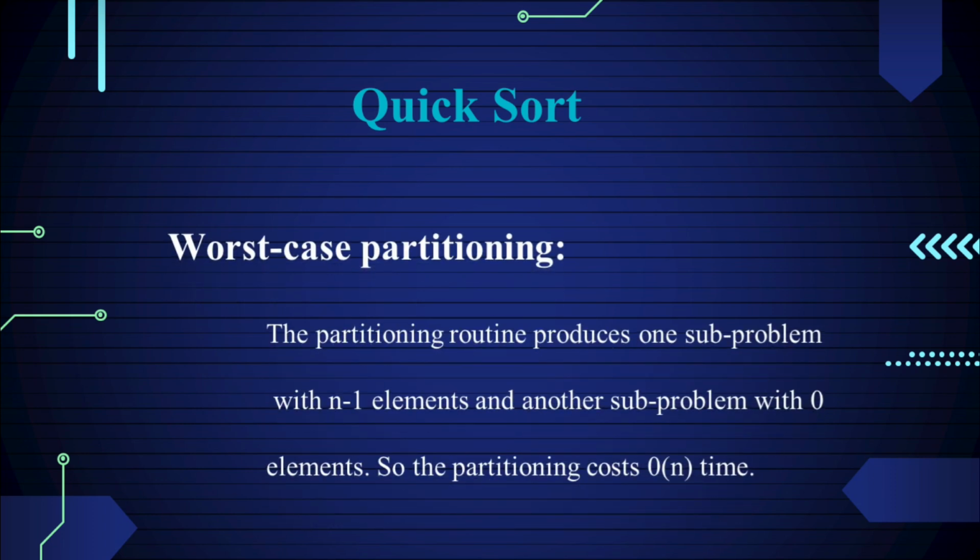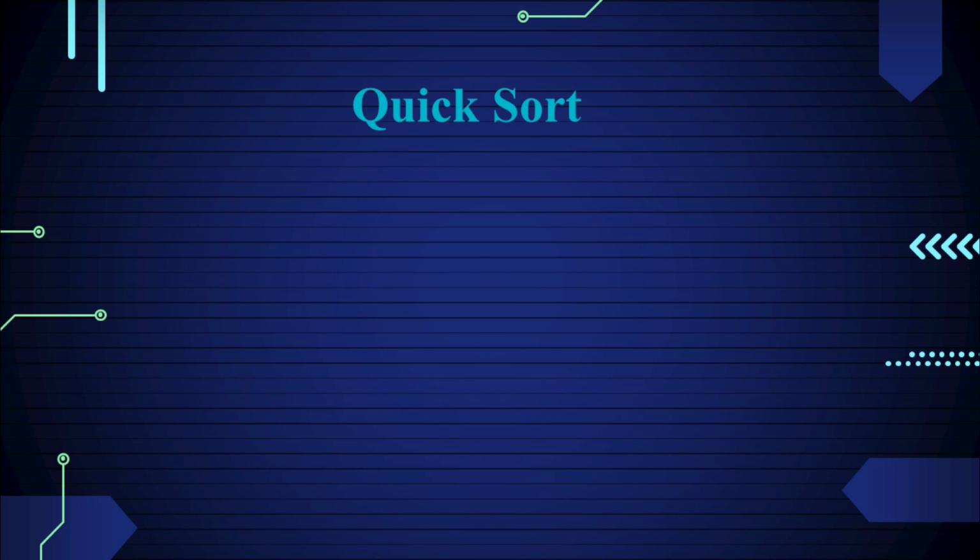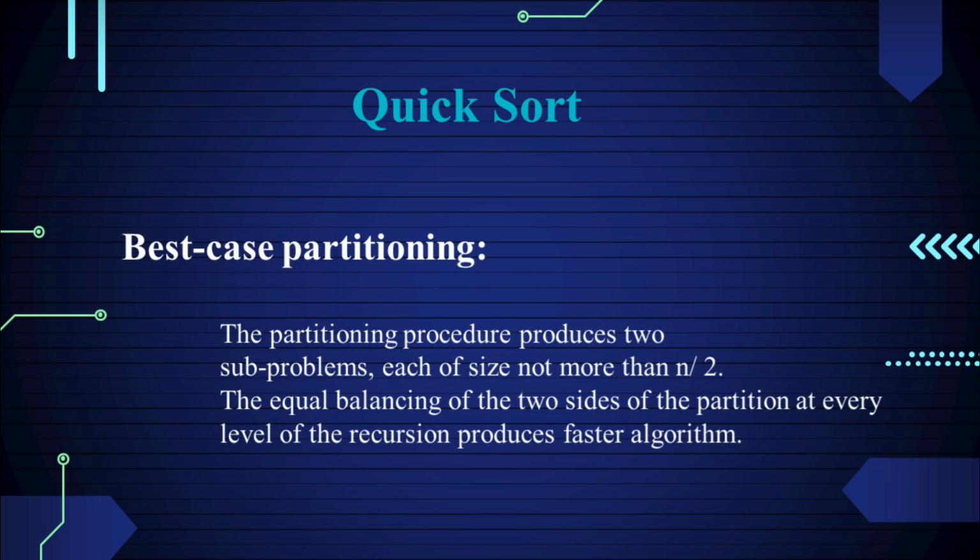Worst case partitioning. The partitioning routine produces one subproblem with n-1 elements and another subproblem with 0 elements. So the partitioning costs O(n) time. Best case partitioning. The partitioning procedure produces two subproblems, each of size not more than n/2. The equal balancing of the two sides of the partition at every level of the recursion produces a faster algorithm.